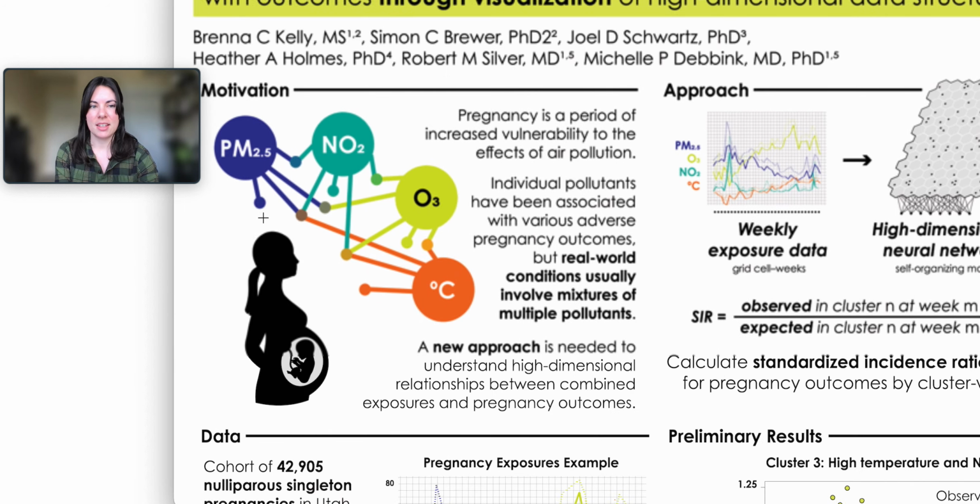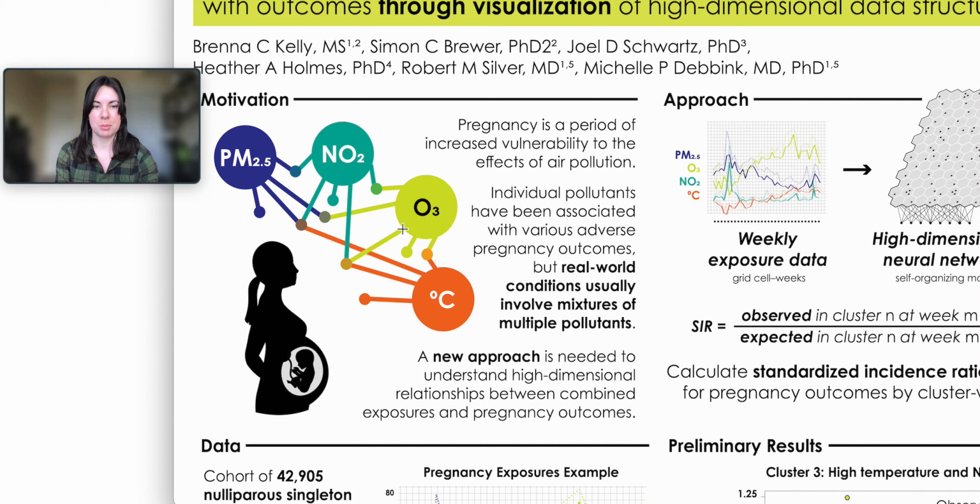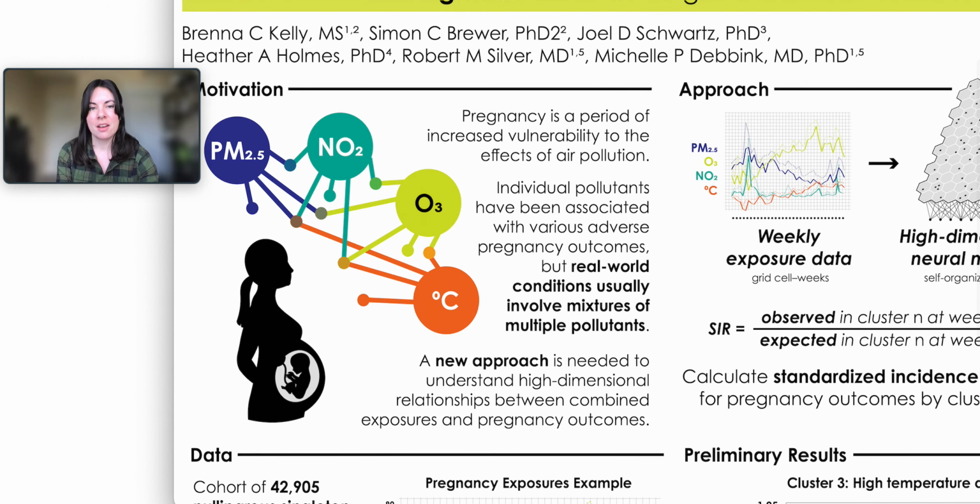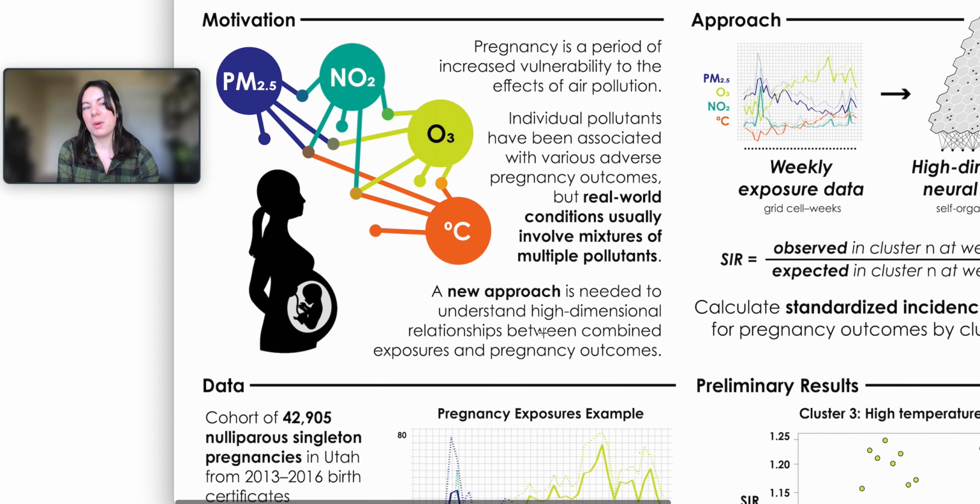So, we know that pregnancy is a period of increased vulnerability to the effects of air pollution, but most studies haven't considered mixtures of pollutants. Even if they consider one or two, we don't look at the combined effect and how those might be associated with outcomes. In the real world, people aren't usually exposed to just one pollutant, but allowing for interactions between even 4 exposures, which may have non-linear interactions and relationships, makes our models very complex very quickly. So we propose a new approach to understanding high-dimensional relationships between combined exposures and pregnancy outcomes.